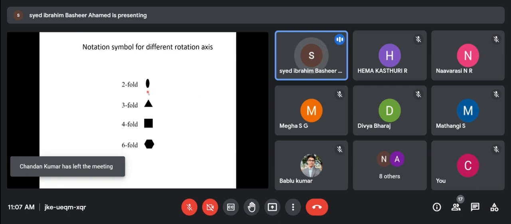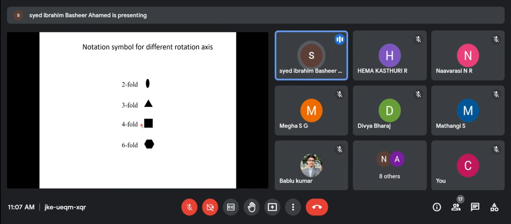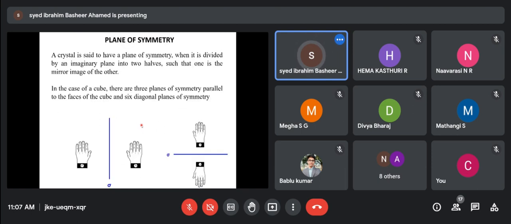It should be a solid line. So far we saw an axis of rotation as a symmetry element. Now we are going for the plane of symmetry. So the plane of symmetry is assumed to be like a mirror.